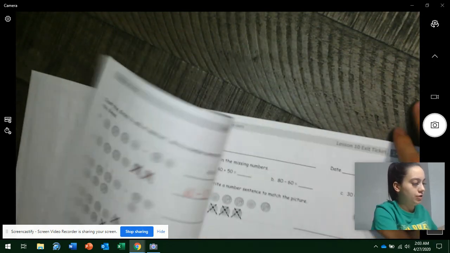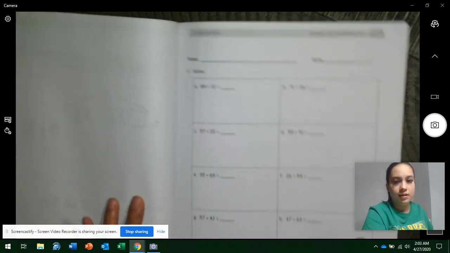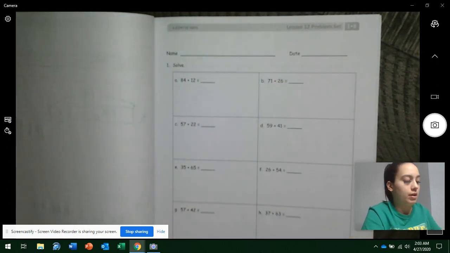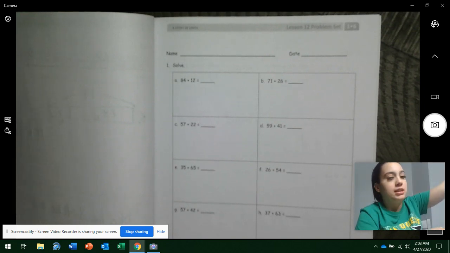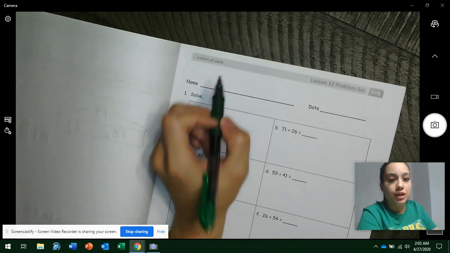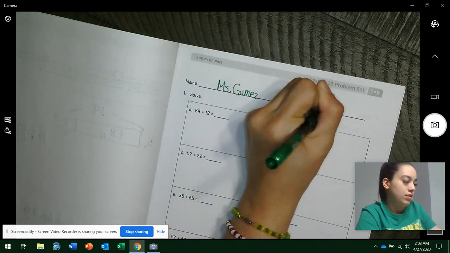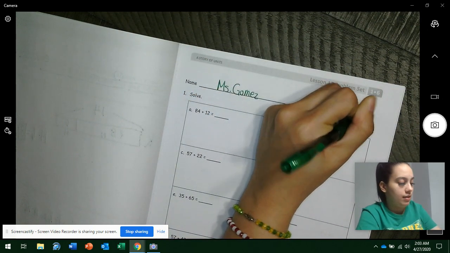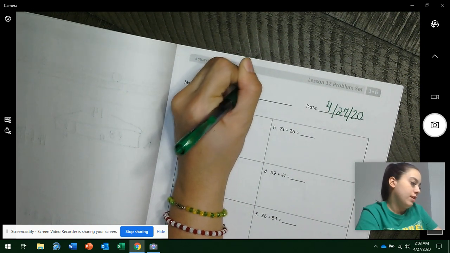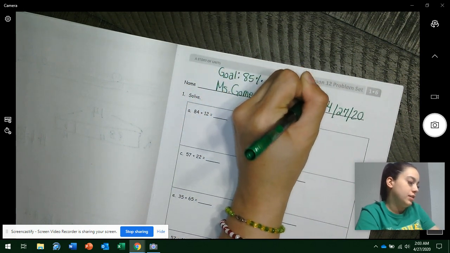So our problem set should be on page 69. Make sure that you have it open. At the top it should say lesson 12 problem set, and at the bottom it should say page 69. Let me see if I can make this a little bit more clear. There we go. And remember, don't forget your heading. So go ahead and write your heading, name, date, and goal, April 27th, and your goal, 85% or higher on end of module.